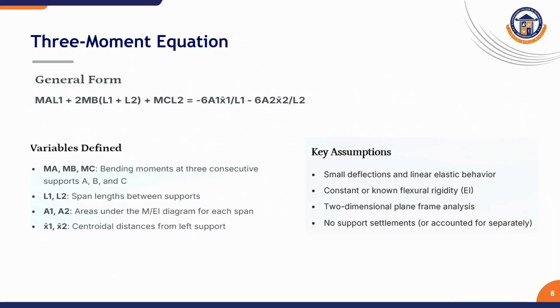So the variables which have been defined in this equation are: MA, MB and MC are the bending moments at the consecutive supports A, B and C. L1 and L2 are the span lengths between the supports, and A1 and A2 are the areas under the bending moment diagrams, that is M divided by EI, and x1 bar and x2 bar are the centroidal distances from the left supports. The key assumptions used in the three moment equation are small deflections and linear elastic behavior, constant flexural rigidity EI, two-dimensional plane analysis, and no settlement at the supports.